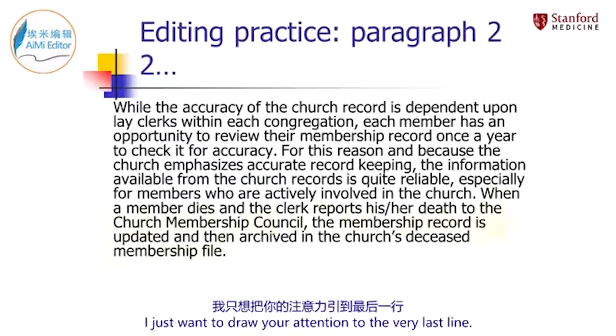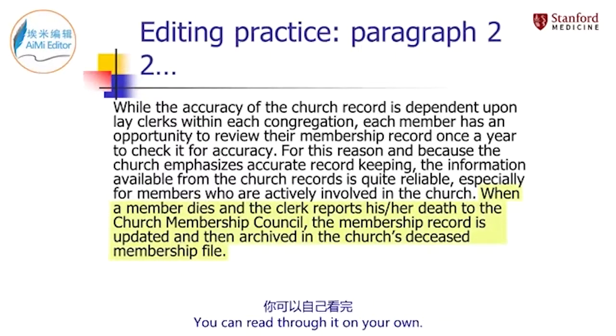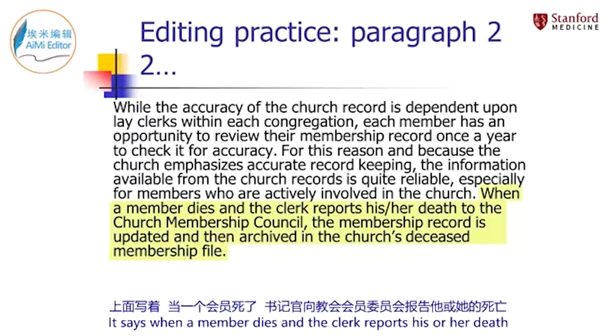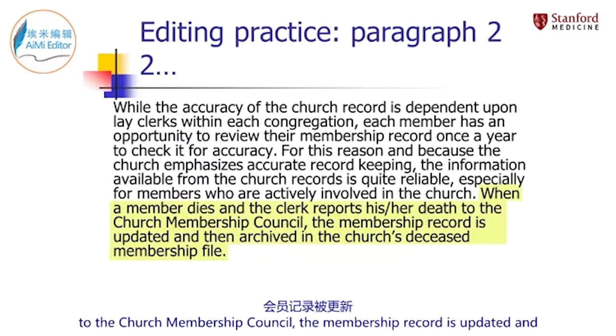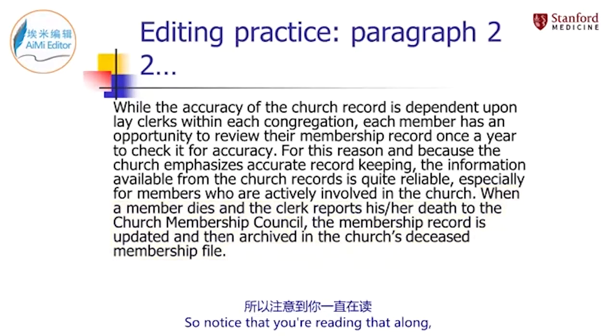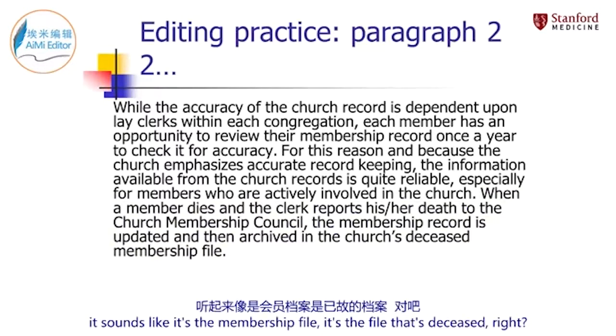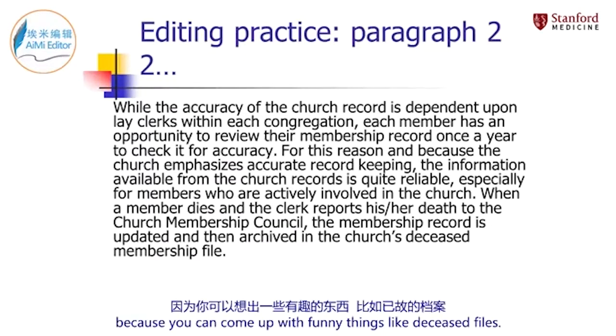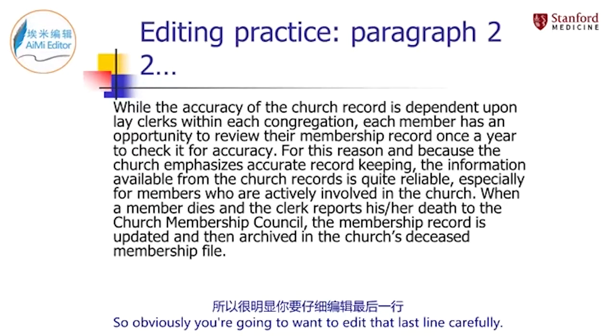I just want to draw your attention to the very last line. I'm not going to read through the whole thing; you can read through it on your own. But the very last line of the second paragraph is kind of funny. It says, when a member dies and the clerk reports his/her death to the church membership council, the membership record is updated and then archived in the church's deceased membership file. Notice that if you're reading along, it sounds like it's the membership file, the file that's deceased, right? So it has this kind of funny thing with adjectives. You want to be careful with adjectives because you can come up with funny things like deceased files. So obviously you're going to want to edit that last line carefully.